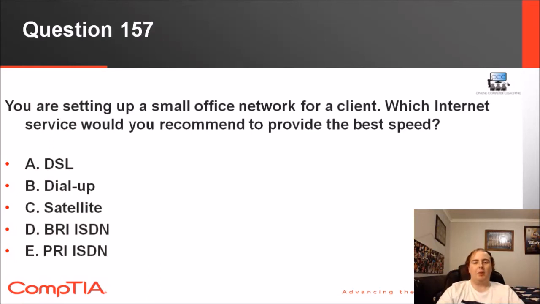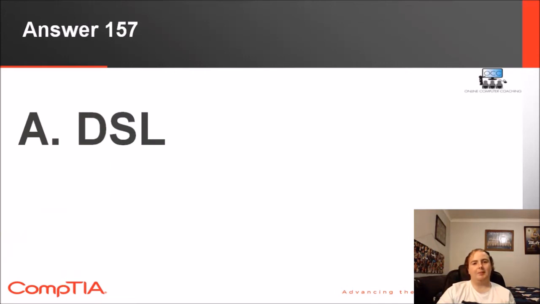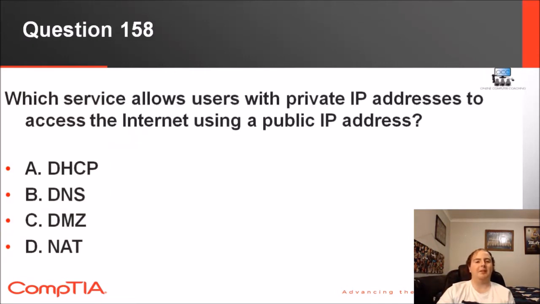157, you are setting up a small office network for a client. Which internet service would you recommend to provide the best speed? None of these, to be honest, but we'll go through them. DSL, dial-up, satellite, BRI ISDN, PRI ISDN. Well, I'll give you the answer for this one, guys. It is A, digital subscriber line. Never thought I'd say that to recommend it and be the quickest connection. Yeah, A+ at its finest.